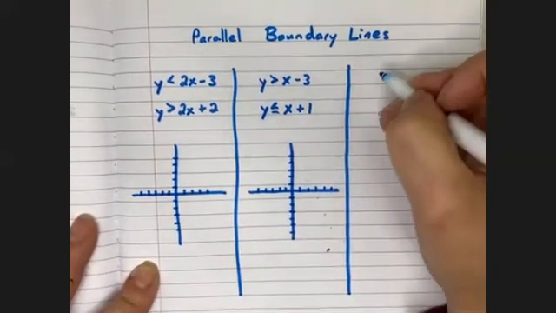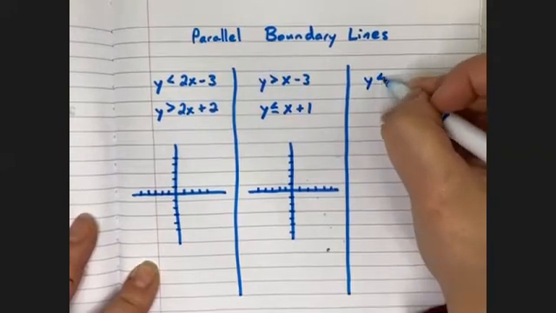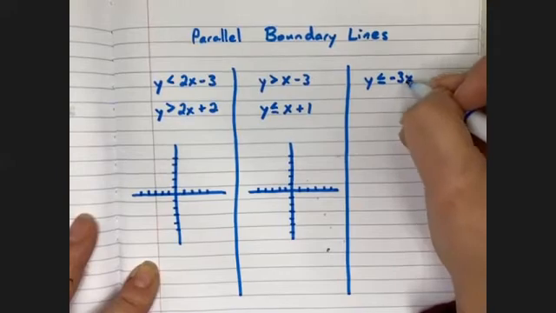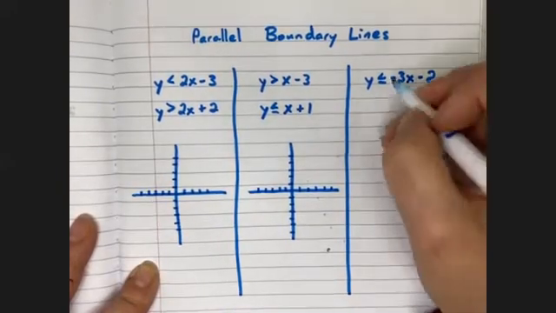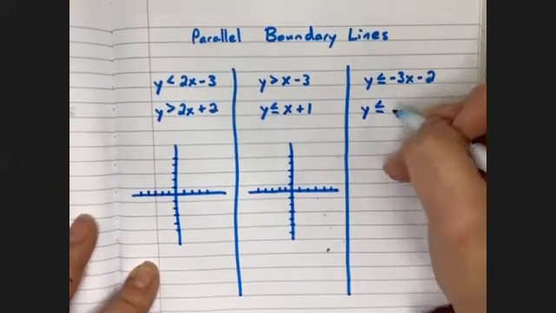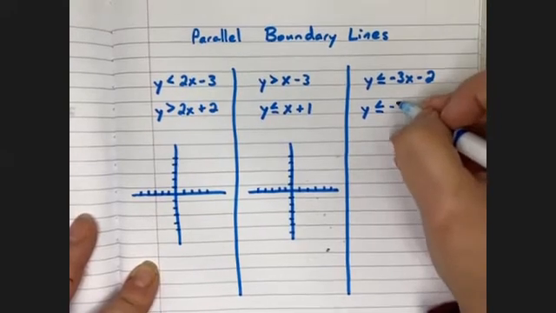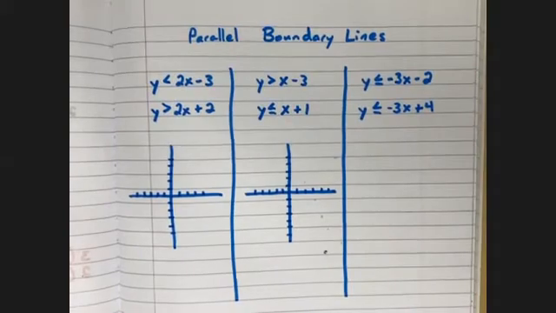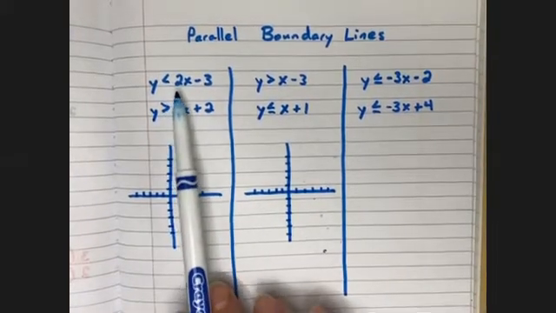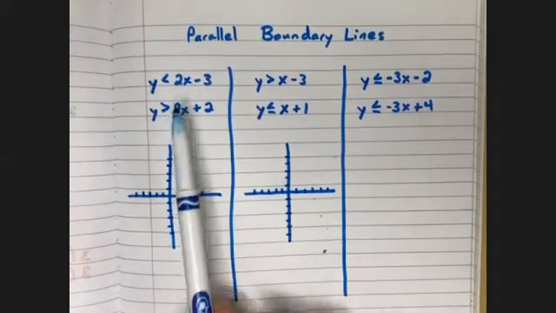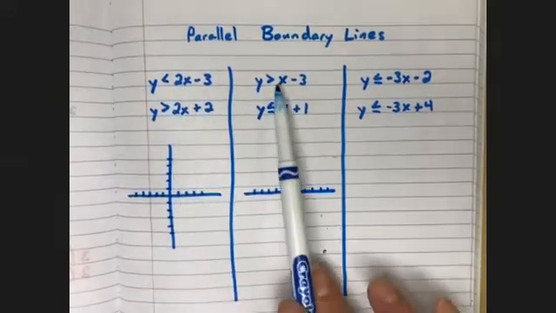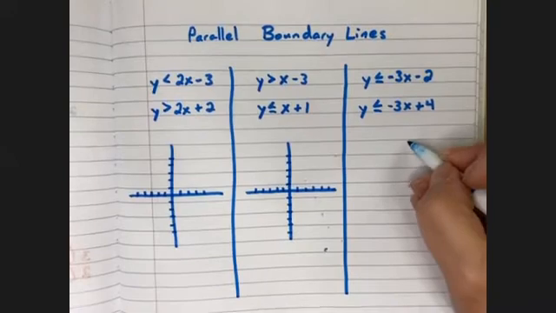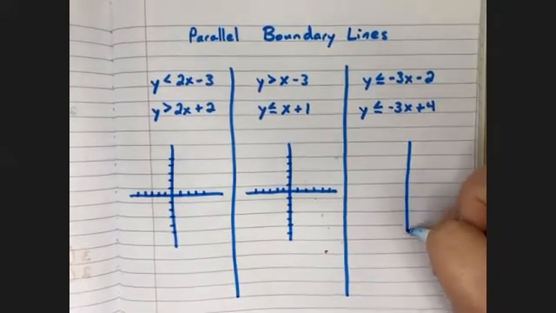And the last one is going to be y is less than or equal to negative 3x minus 2, and y is less than or equal to negative 3x plus 4. And hopefully you can tell on all of these, because if you're looking at the slope, remember, if the slope is the same, then you know they're parallel. Okay, that doesn't change just because it's an inequality.